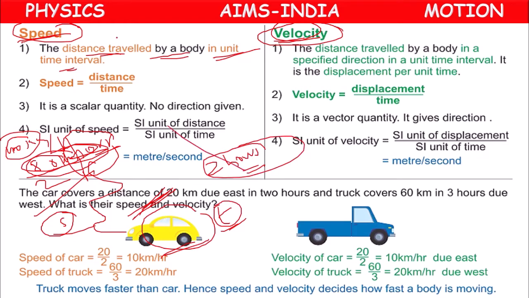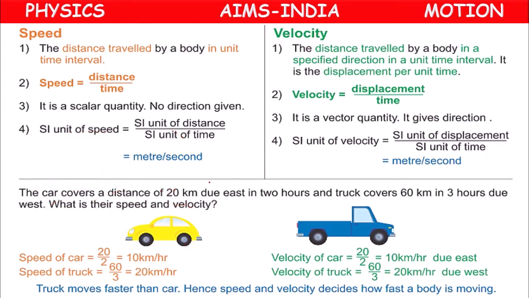But we want it in unit time interval. Means 80 divided by 2, then we will get 40 kilometers per hour. That will be the speed. So speed means total distance by total time. Because here distance is a scalar quantity. What is a scalar quantity, children?